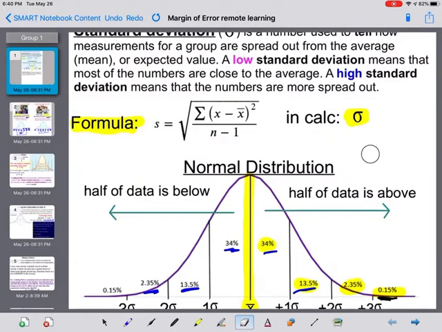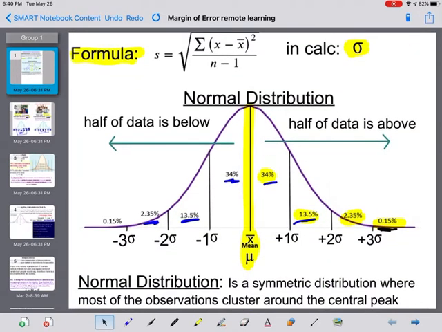Make sure that you also wrote down this table, so if you need to pause it, do so, to get this really important normal distribution with these percentages on it.